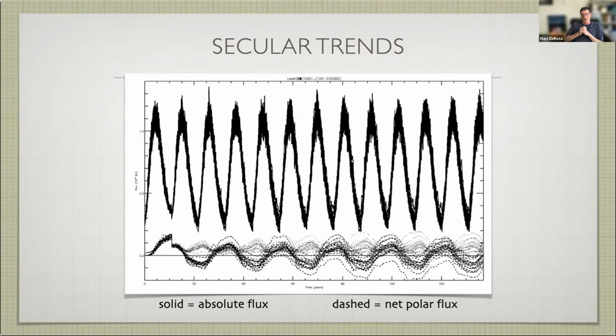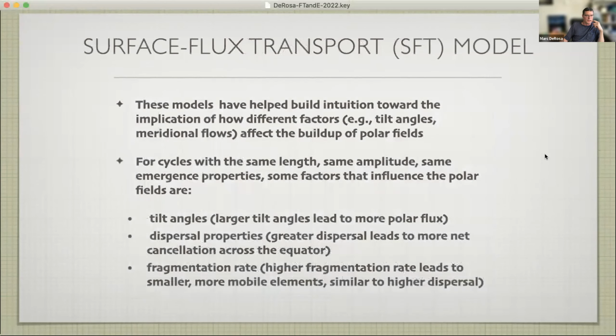So it's not really that surprising that there are feedbacks between the fields and the flows, and the flows feed back onto the fields, and that is not captured in these more kinematic models like the surface flux transport model. So that's one reason I say these types of models are useful for gaining intuition, because you only realize that something is askew in the model when you do things like what I've done here. So anyway, let me move on.